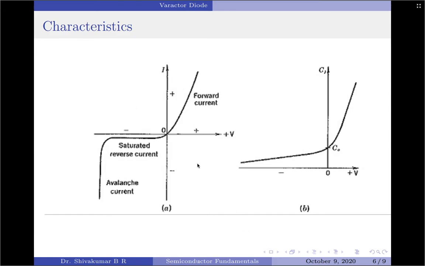Also, coming back to the diagram A here, this is nothing but the VI characteristics of a Varactor diode. This anyhow is pretty similar to that of a PN junction diode, and I am going to skip the discussion because you can refer to one of my previous sessions to understand this particular characteristic curve.